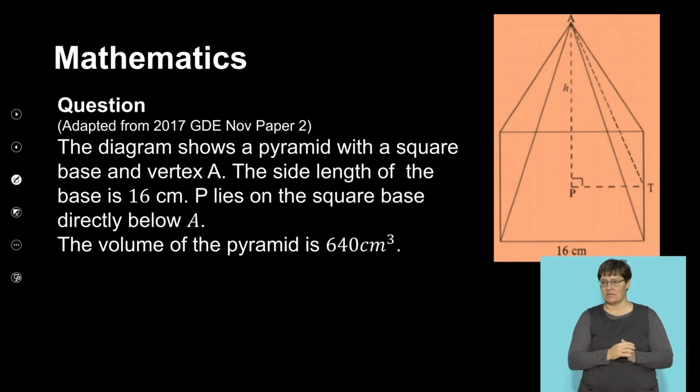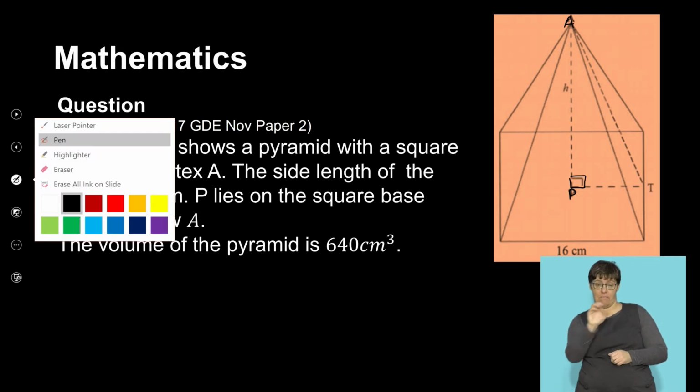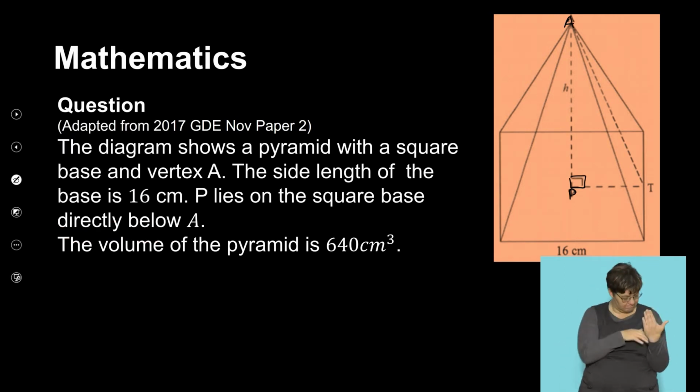So, the diagram shows a pyramid with a square base and vertex A. The side length of the base is 16 centimeters. P lies on the square base directly below A. So we can see on our diagram that we've got a right angle and P is directly below A. The volume of the pyramid is given to be 640 centimeters cubed. So now that we have our introductory information, we've got our square base pyramid, and now I'm going to see what questions they actually want to ask me about it.